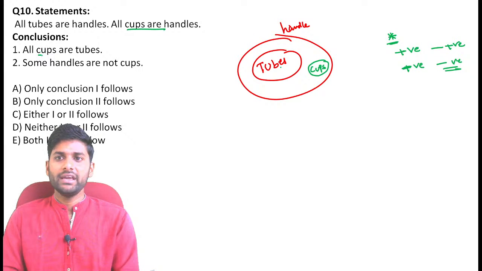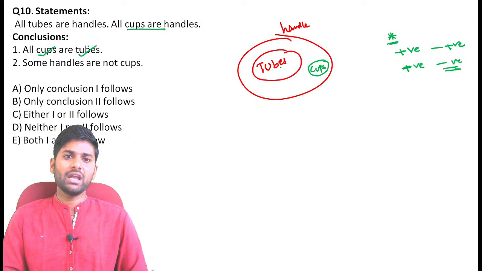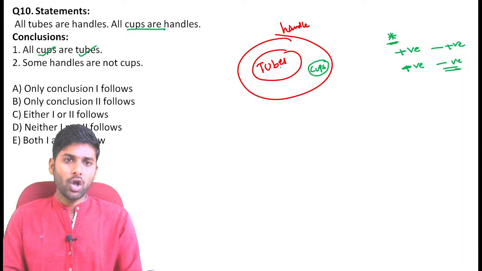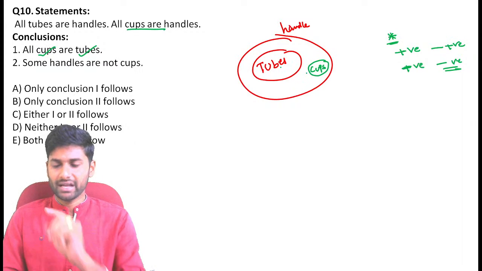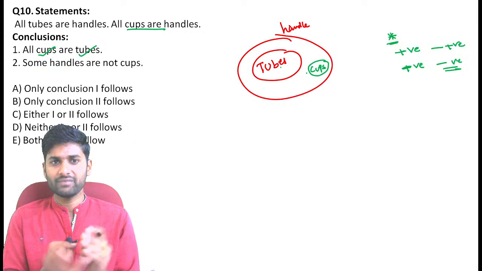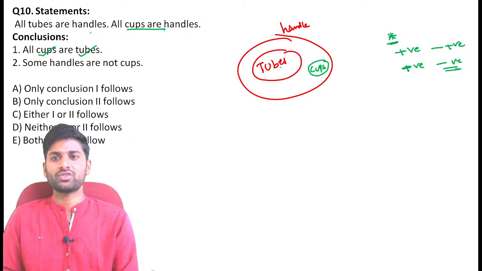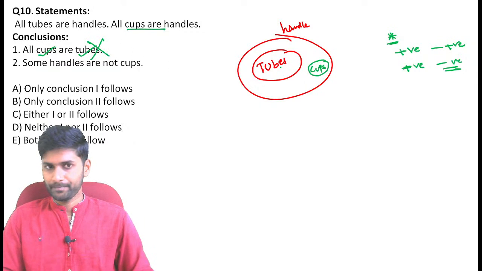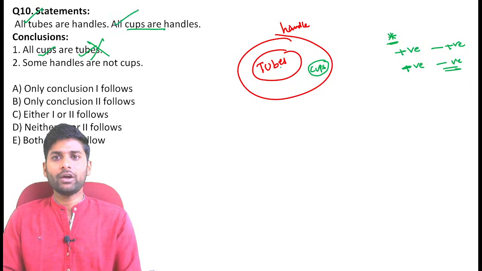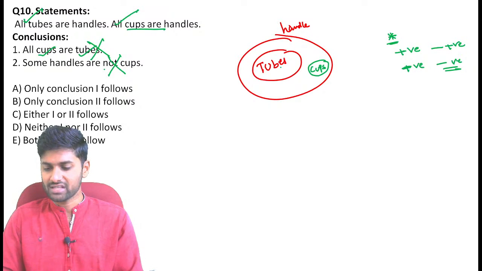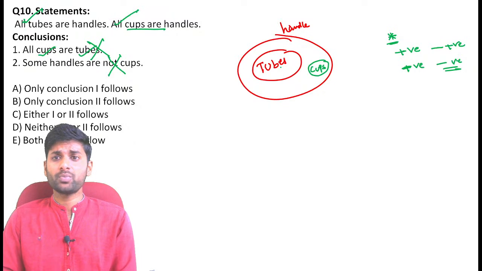Just read the first one. He said that all cups are tubes, guys. I clearly mentioned that if you want to solve all, some, we require a direct relation in the diagram. Here, between cup and tube, there is no direct relationship in the diagram. So you can directly mark this option as wrong. And we already know that all and all both are positive, guys. If the statements are positive, we never get any negative conclusion. A positive statement always gives us a positive one. So directly you can erase these conclusions.